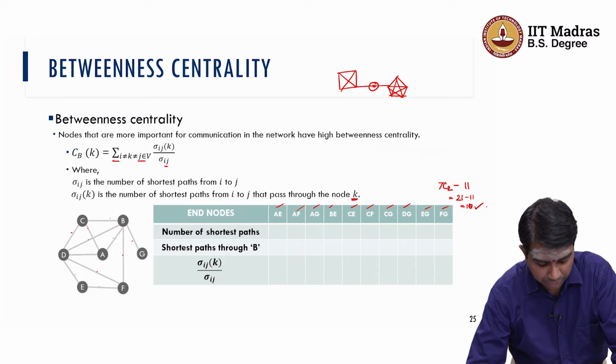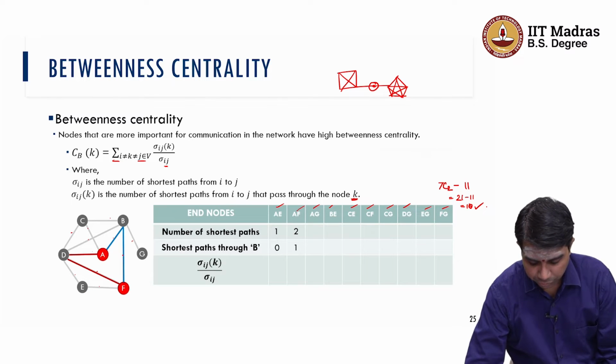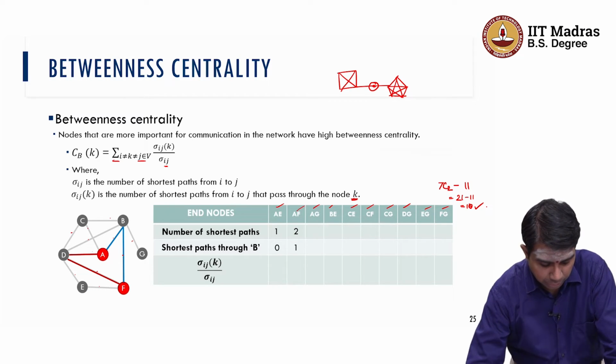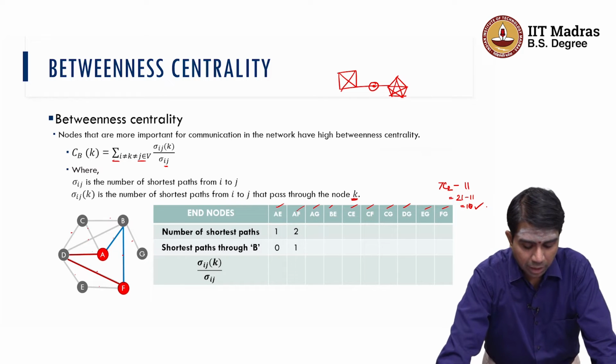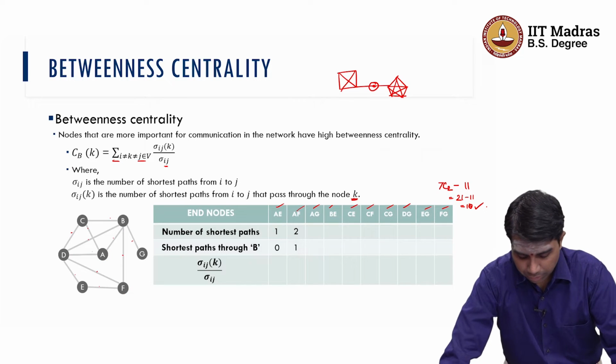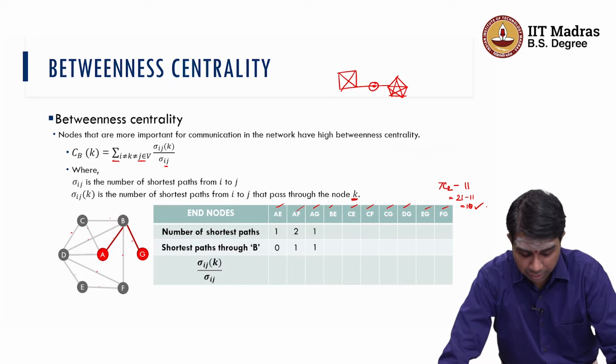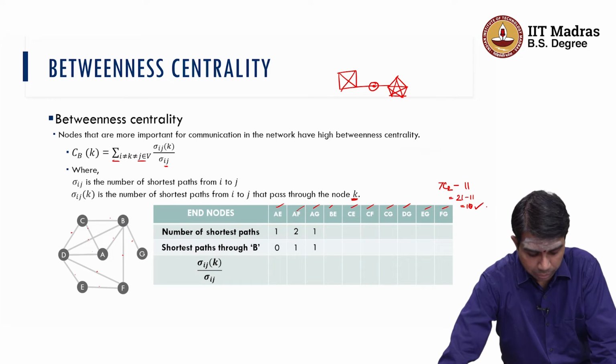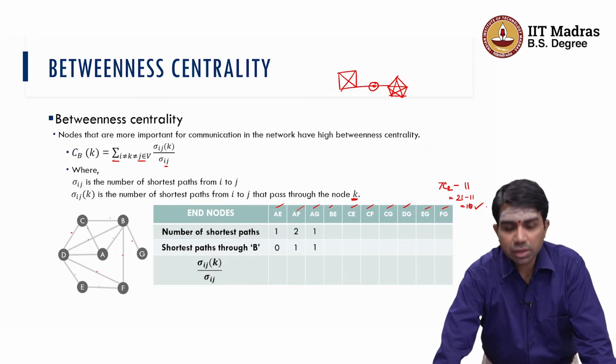Okay, so you have A, D, E, that is the only shortest path, and of course none of those pass through B. Between A and F, you have two shortest paths, you have ABF and ADF, half of them, one of them passes through B, so the contribution to betweenness centrality is going to be half. Okay, and now for A and G, you have only one shortest path, and that does already pass through. Then we ignore BE because it is a source node.